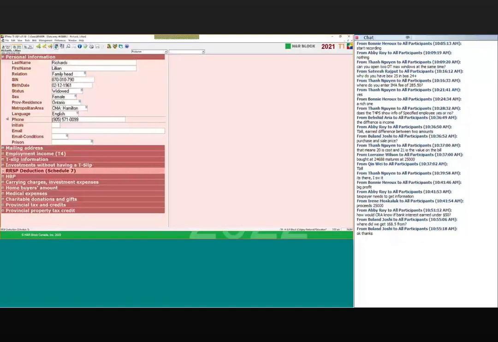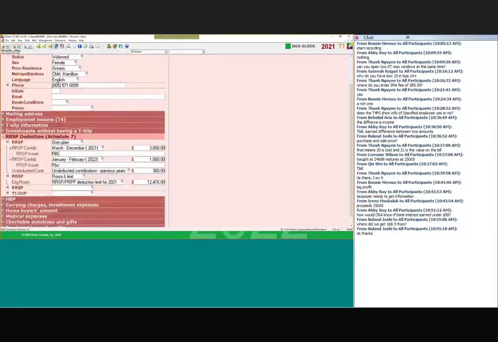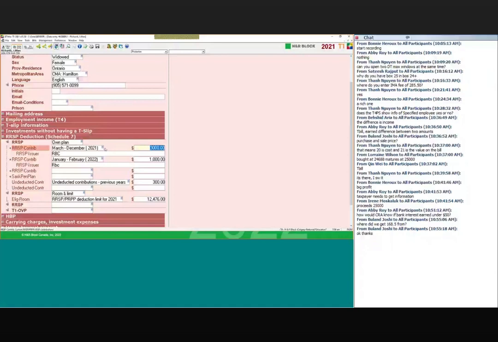So we'll go into our data entry screen. It allows you to put in RSPs for your own plan or a spousal plan. In this case, Lillian, it's her own plan. She is a widow, so own plan. Then we have the choice of 3 different boxes here. We're going to put our contributions in from March to December 2021 and January to February of 2022.